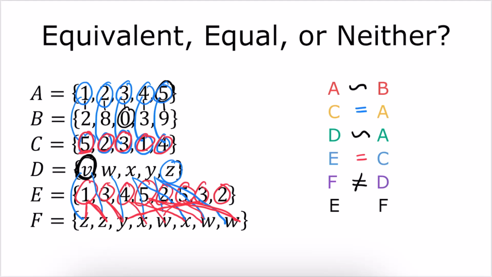And so that means that E and F are obviously not equal because they don't even have any of the same elements, but they're also not equivalent. And so this would be the correct answer for these.